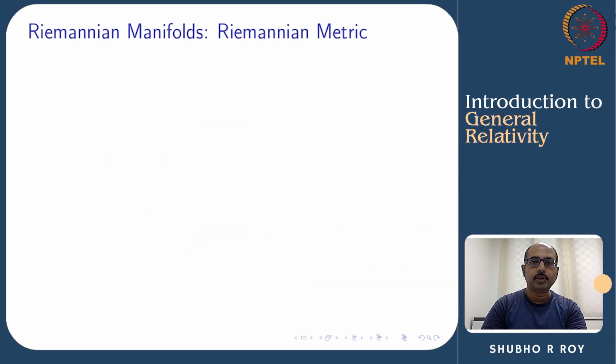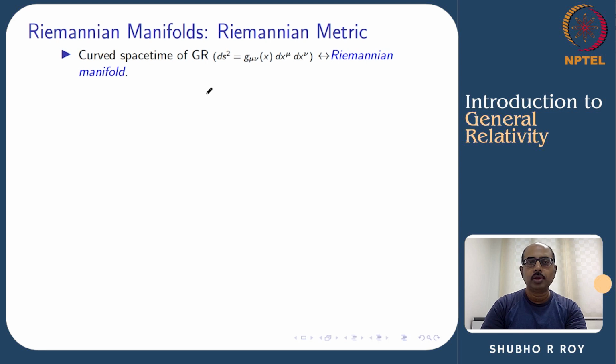Okay, let me start with the definition of a Riemannian manifold and the Riemannian metric. But before that, a little bit of motivation: the curved spacetime of general relativity, which is given by this line element. Most of you by now have understood that turning on a gravitational field distorts the Minkowski metric of spacetime.